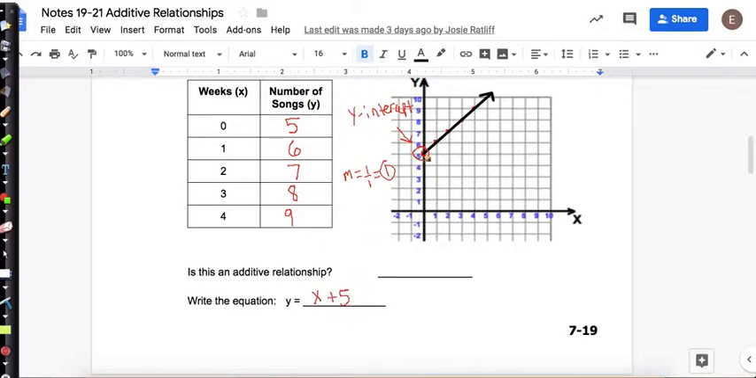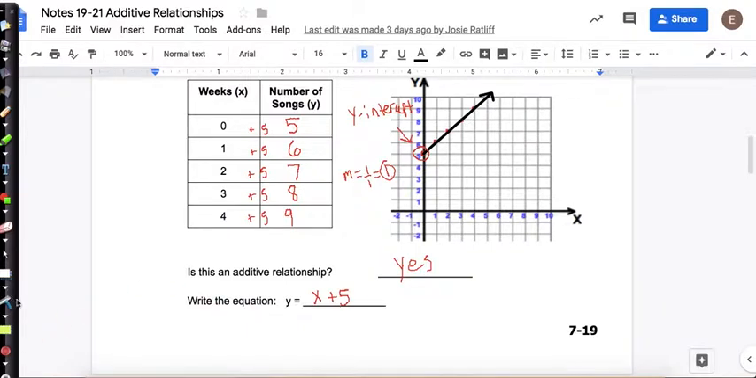Now you can also look here and know that it crosses the y-axis, or touches the y-axis, at 5. So that also tells you that the ending is plus 5. Now, is this an additive relationship? The answer is yes, because if you look all the way through, you are adding 5. So let's write that here. We're adding 5 all the way through.